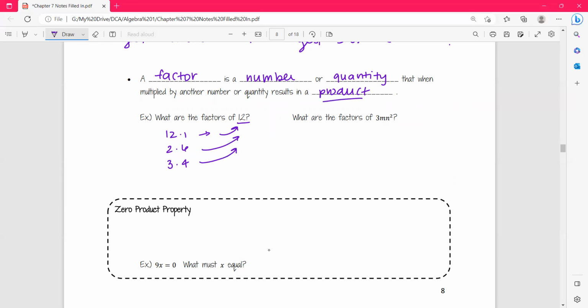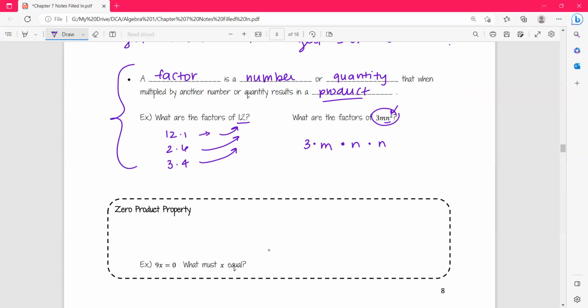The same thing when we say, what are the factors of 3mn squared? What are the things we need to multiply together to get this? Well, I need a 3 times m times n times n, because there are 2 of those n's. So just separate all of the variables that are in that one term. That was pretty much a review of factoring.